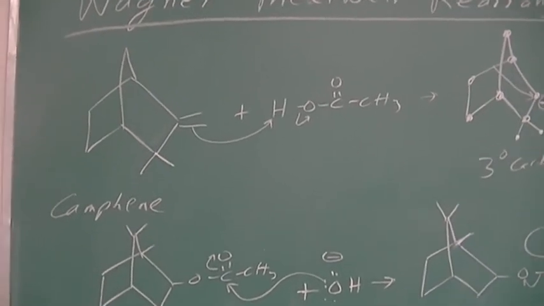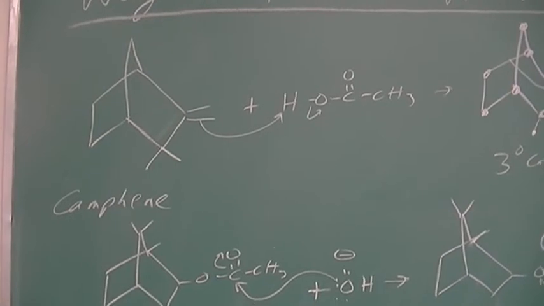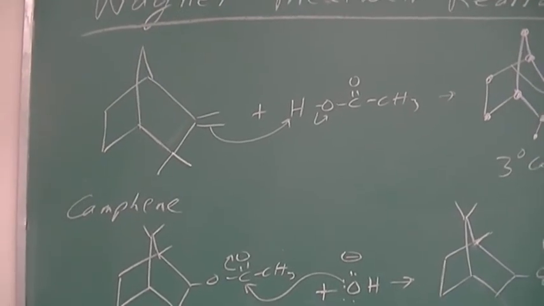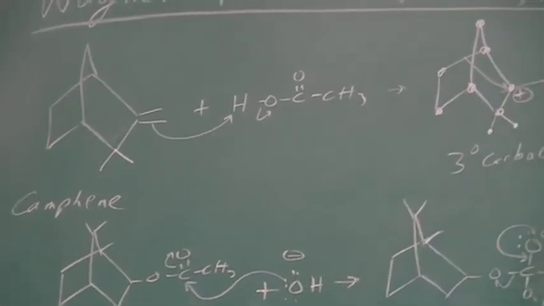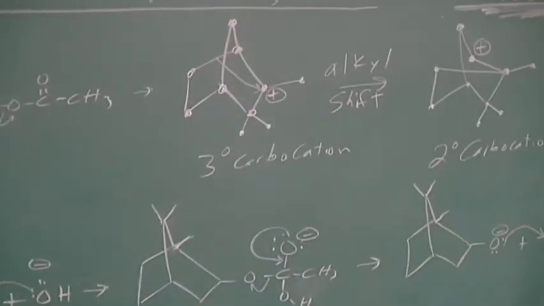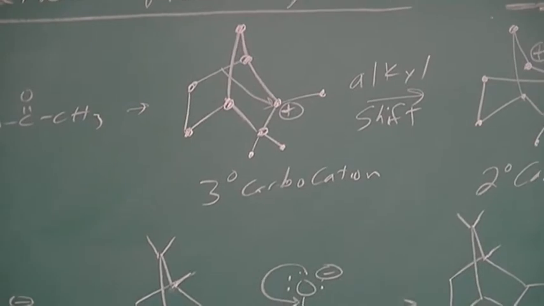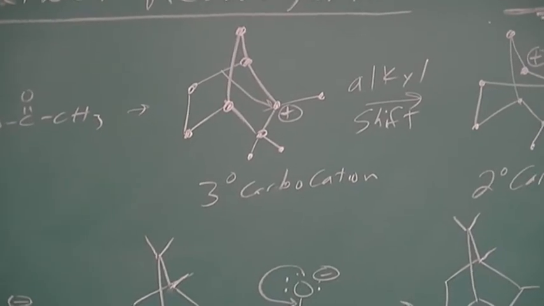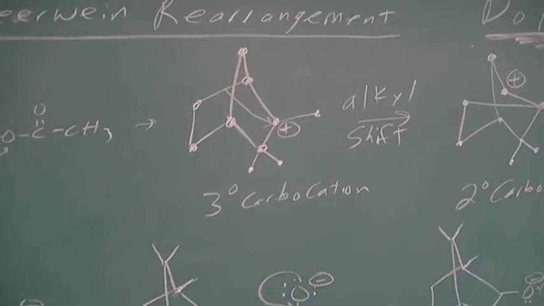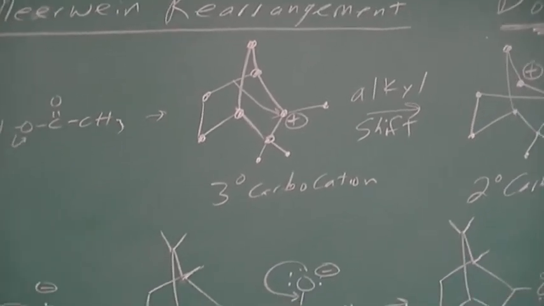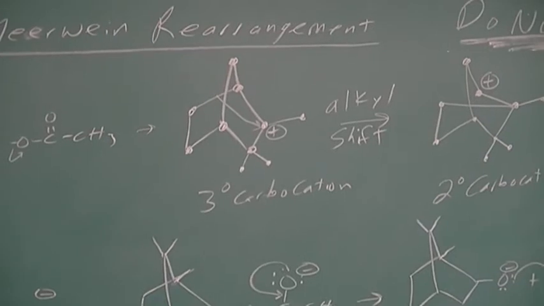And so the electron pairs from the pi bond attack the acidic hydrogen on the carboxylic acid, and you form a tertiary carbocation on this bicyclic structure. And of course you form the acetate as well. I'm not balancing the reactions. You will have to balance every reaction for the lab.